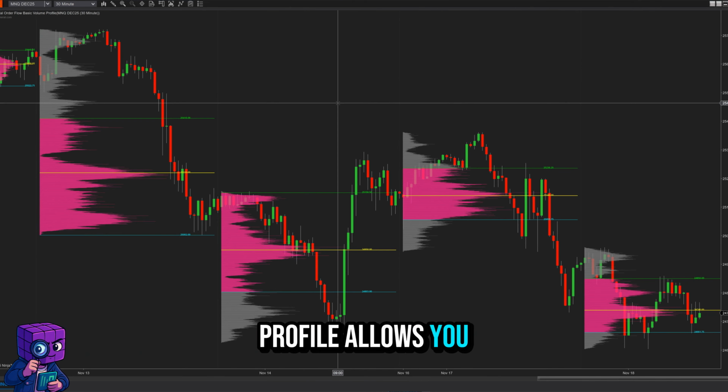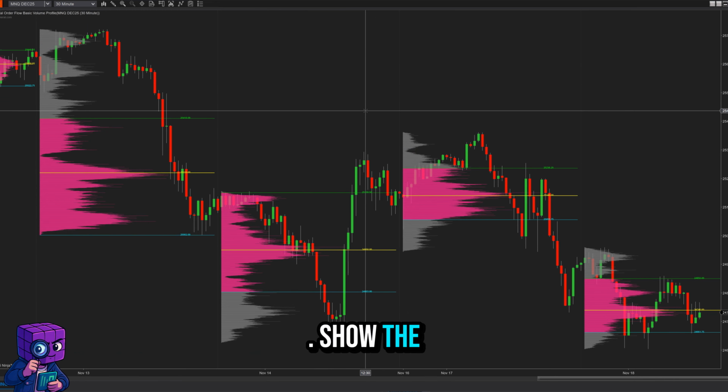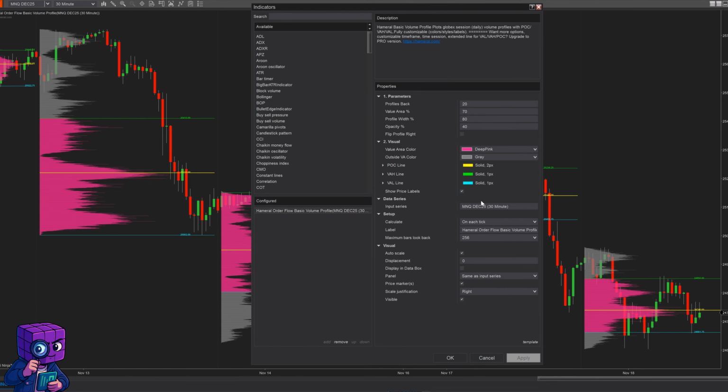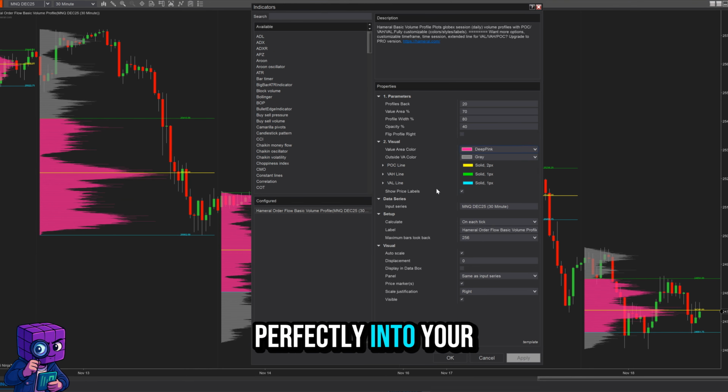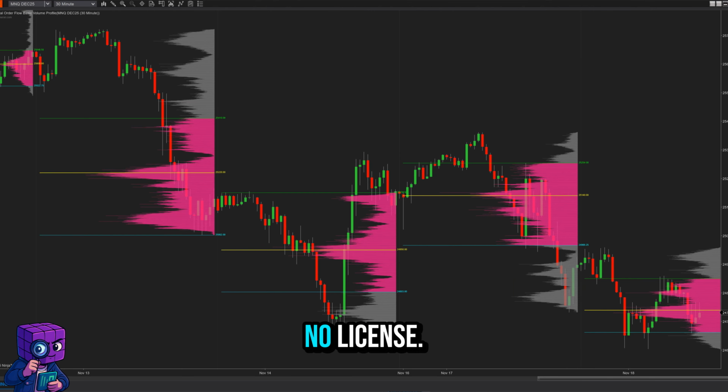The free volume profile allows you to see VAH, VAL, and POC, show the price labels, customize the colors, flip the profile if you want, and integrate it perfectly into your charting template. It's yours for free, no paid subscription, no license.